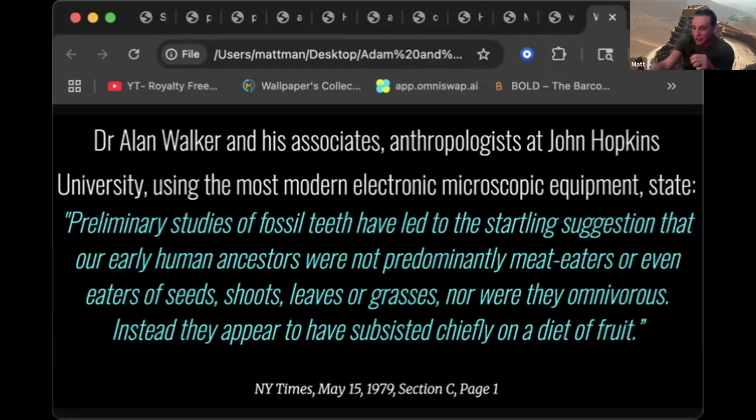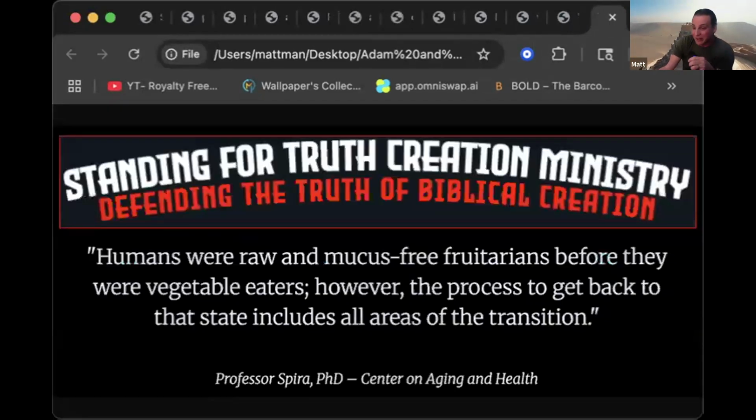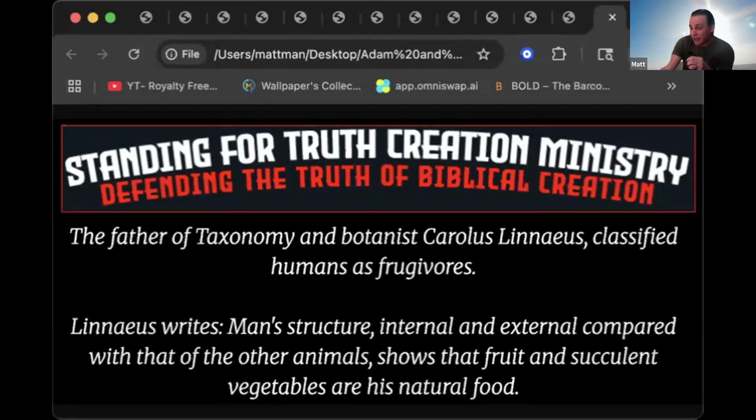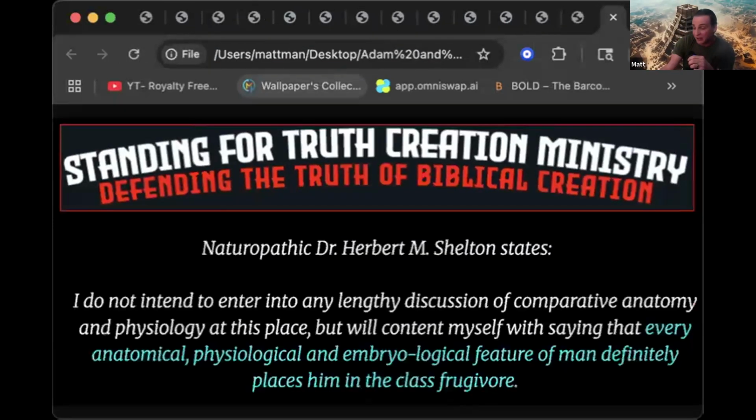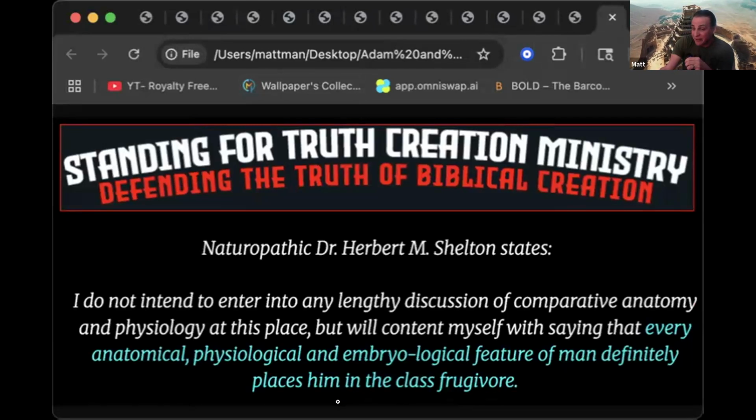Of course, this is an evolutionary assumption that we evolved from these ancestors that ate fruit, but it still places us in the human category of frugivores. We can see right here, humans were raw and mucus-free fruitarians before they were vegetable eaters. Very interesting. Did you know Carl Linnaeus, the father of taxonomy, classified humans as frugivores, not omnivores? Here's a naturopath that said every anatomical, physiological, embryological feature of man definitively places him in the class of frugivore.